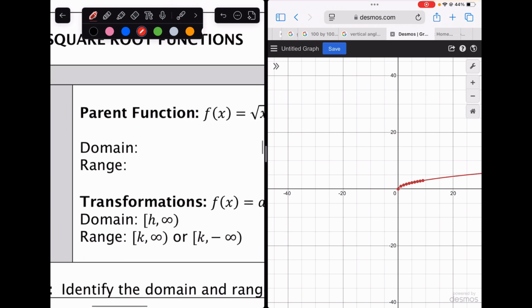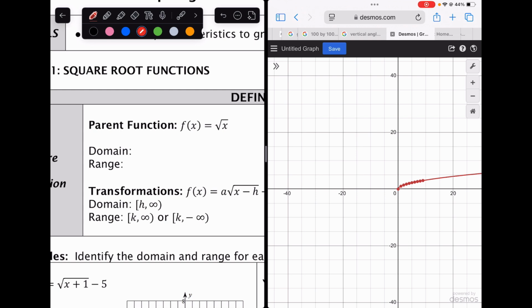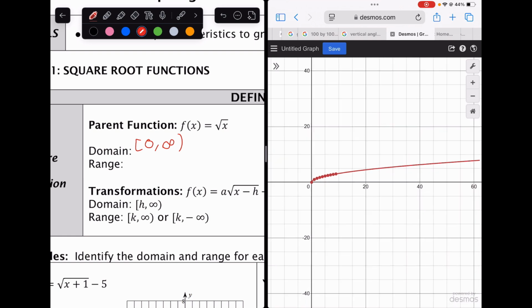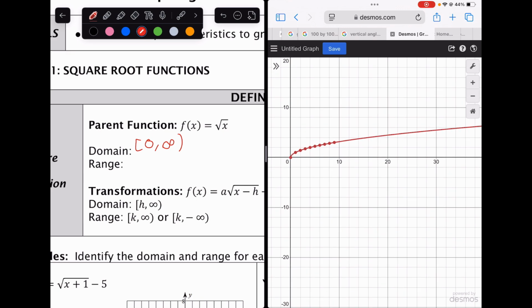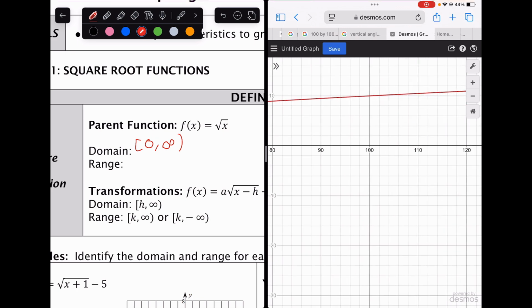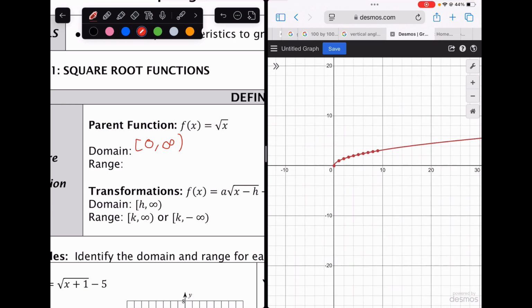Okay. So here, for the parent function, the domain is going to be 0 to positive infinity. Because if we look, we can plug in 0 and then any number that's positive. We cannot plug in a number that's negative because we get an undefined value. And then for the range, if we look at our outputs, all of these outputs that we're getting are positive, and they do start at 0. So our range is going to be from 0 to infinity, okay?